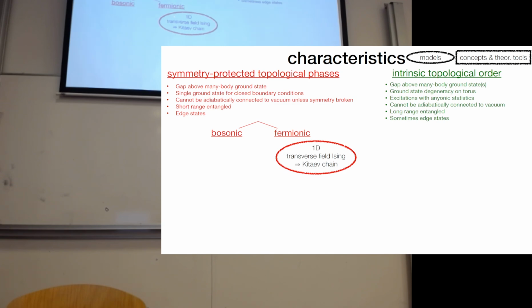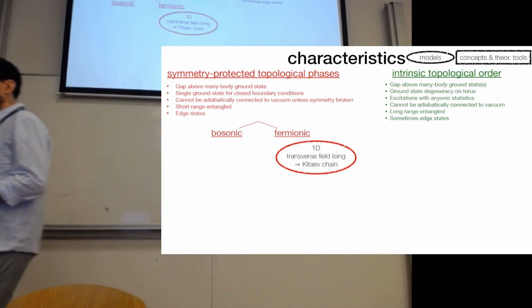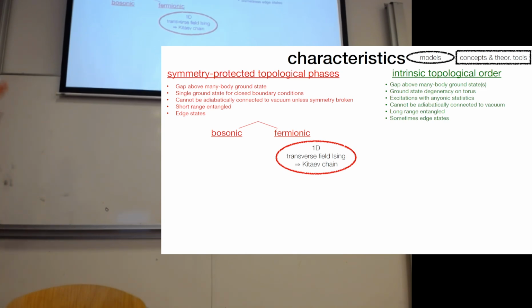So we started out with the 1D transverse field Ising model. That's of course an example for spontaneous symmetry breaking at zero temperature. Spontaneous symmetry breaking here being the appearance of long-range order of what we call ZZ.